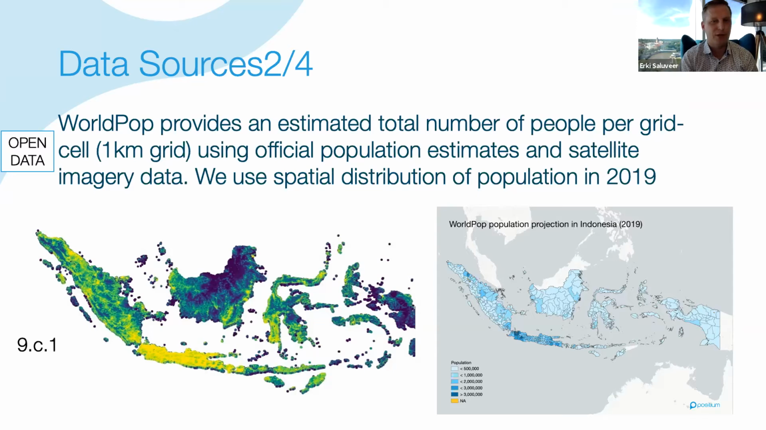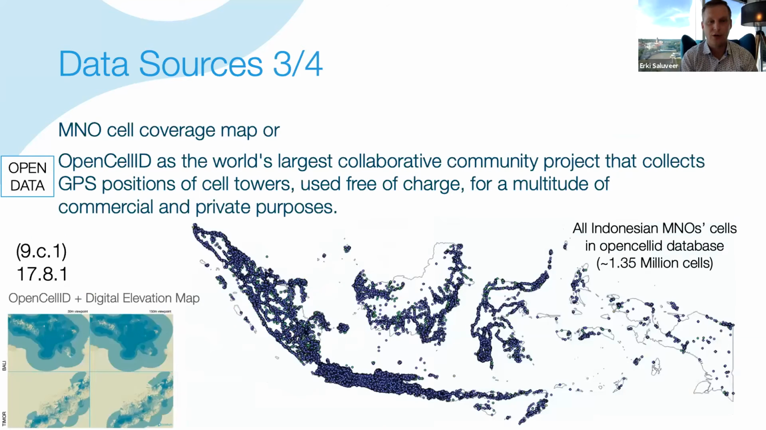The third one is the mobile network coverage. And that could be derived from the mobile network operators themselves when it is a proprietary data set. But as I explained, it's possible to use it also from an open source data set called OpenCellID. And this is the world's largest collaborative community project that collects GPS level positioning of cell towers around the world. And in this project, again, we used it in Indonesia, and later on it will be shown how the results came about.